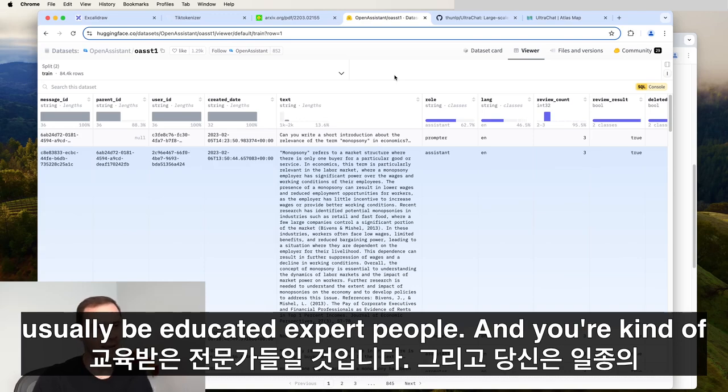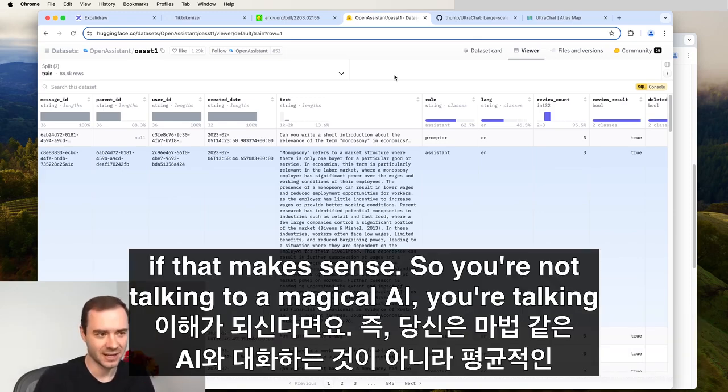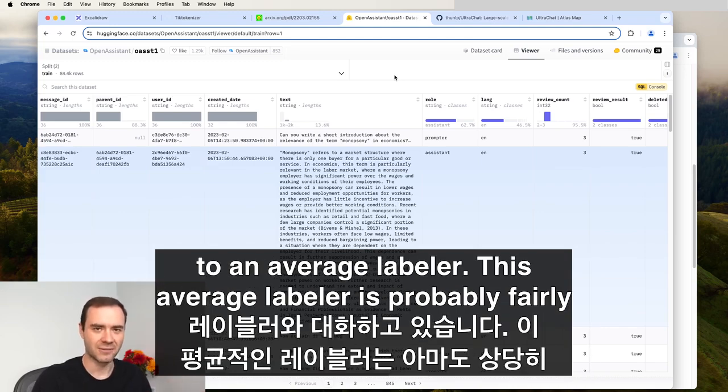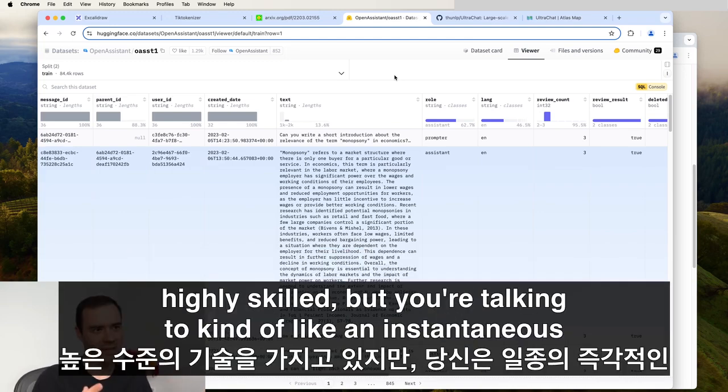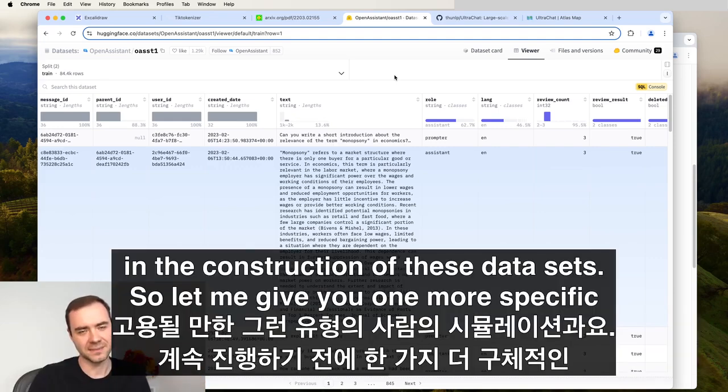And you're kind of asking a question of a simulation of those people, if that makes sense. So you're not talking to a magical AI, you're talking to an average labeler. This average labeler is probably fairly highly skilled, but you're talking to an instantaneous simulation of the kind of person that would be hired in the construction of these datasets.